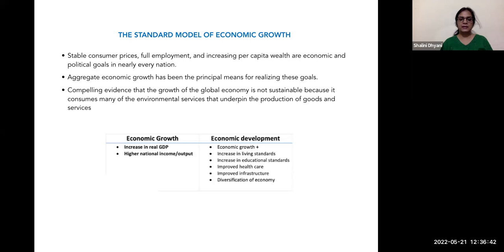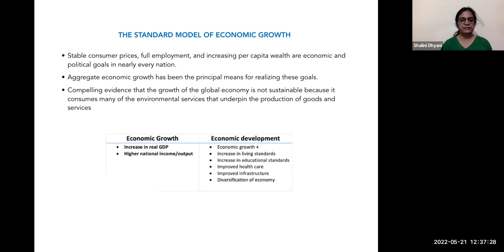So this economic growth talks about real GDP, it talks about national income and output. But what should it look like? It should look like improved living standards, improved education standards, improved healthcare infrastructure. But there is a disparity. Even if you see our country, there are certain pockets that are very well developed. And there are certain pockets where electricity, good human well-being, healthcare, infrastructure, commute, have still not reached. So the standard model of economic growth is basically not only national growth, it is basically human well-being. The larger population having better services, better facilities for development.